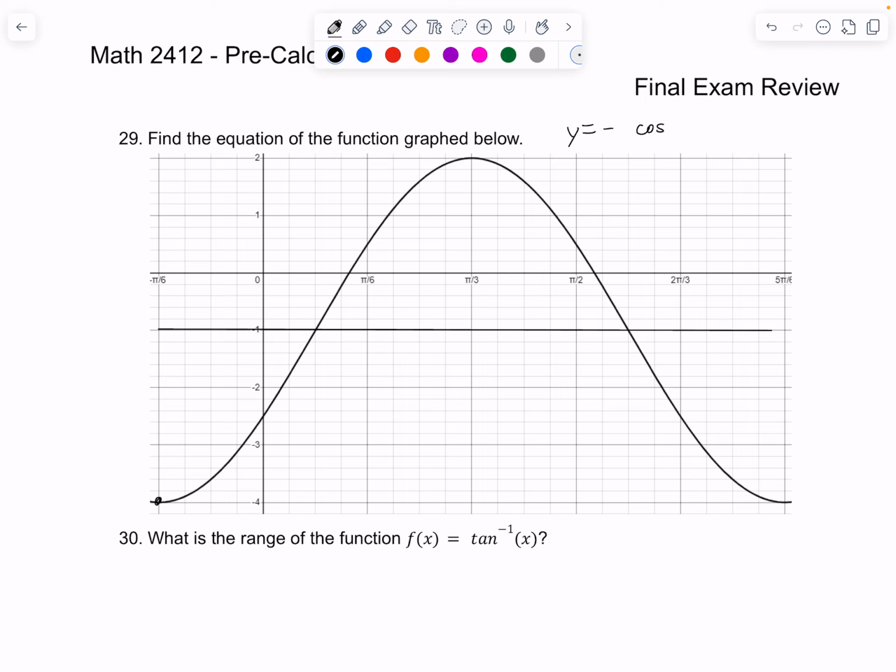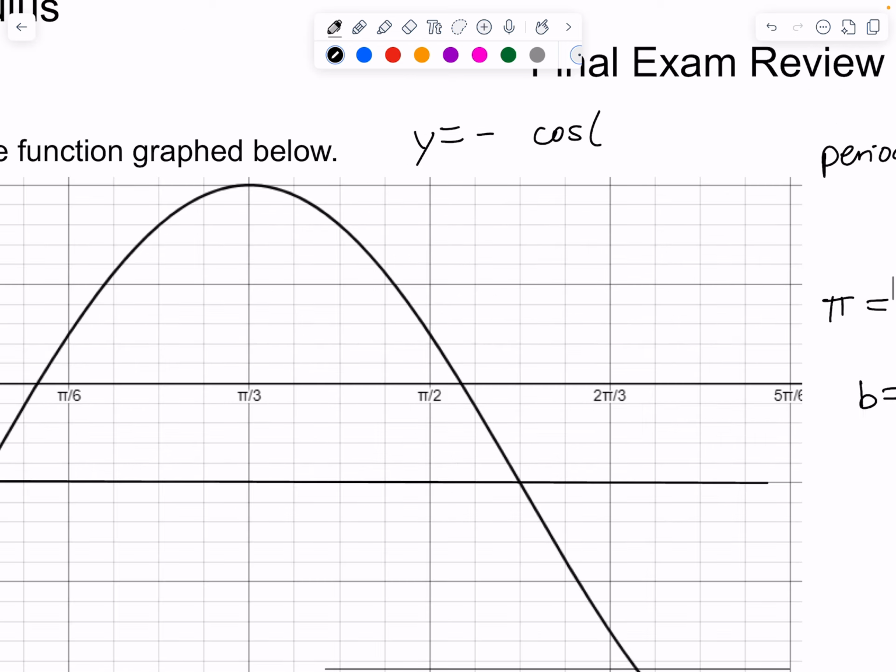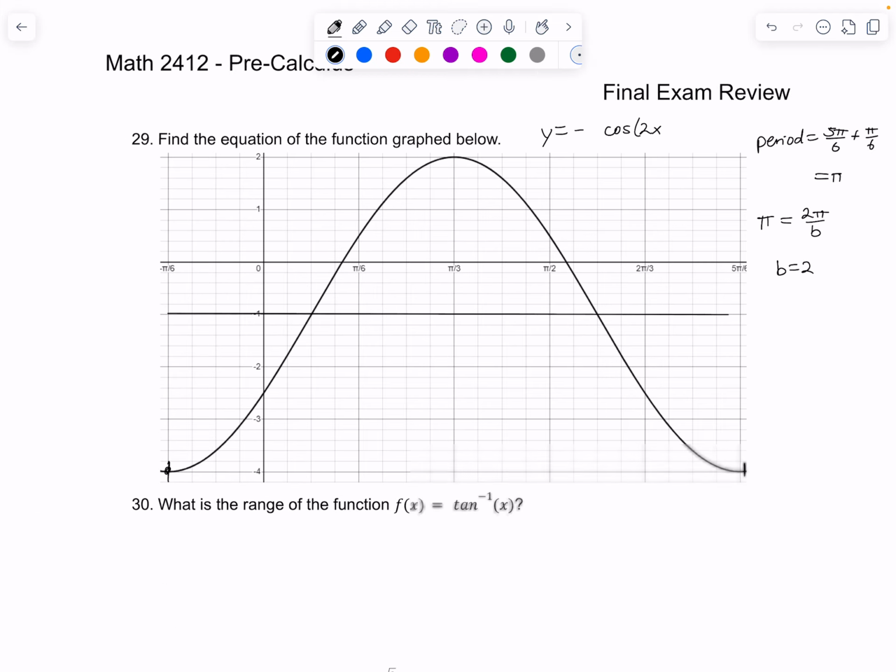But let's first deal with the period. So it goes from negative pi over 6 to 5 pi over 6. So let's see. Period equals 5 pi over 6 minus negative, that's a plus pi over 6. That is just pi. And period is always equal to 2 pi over b. Multiply both sides by b, you get that b is equal to 2. So I'm going to put a 2 in front of the x.